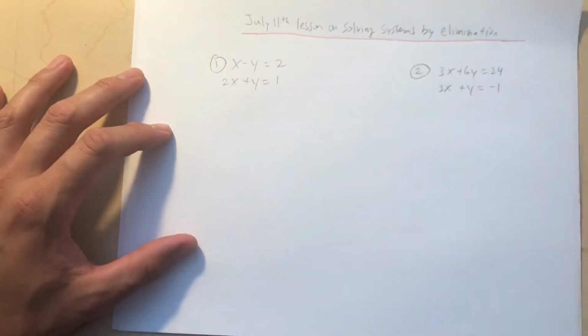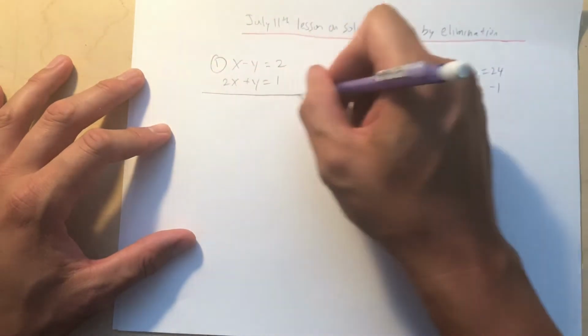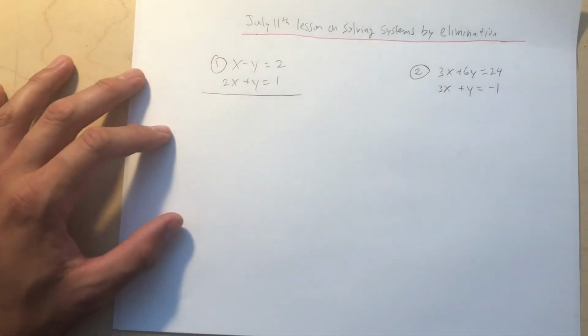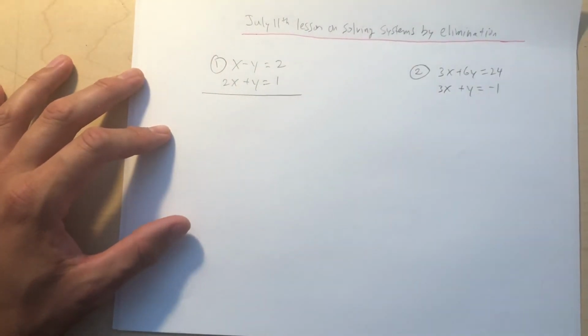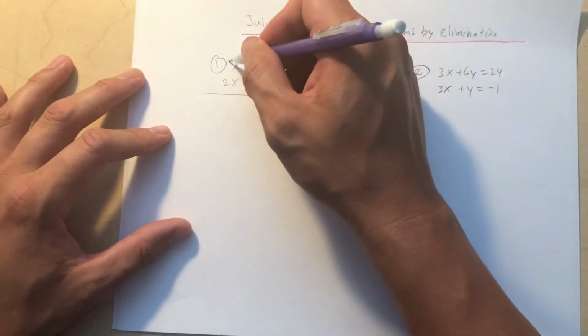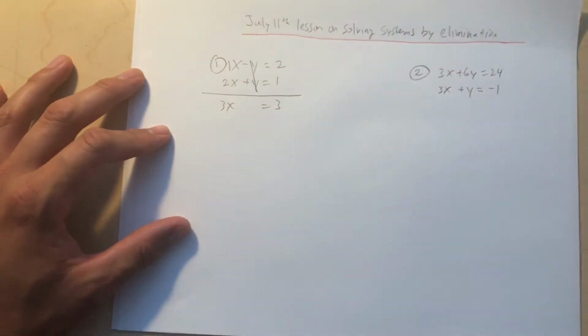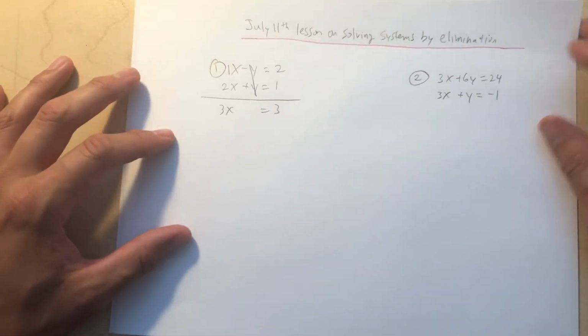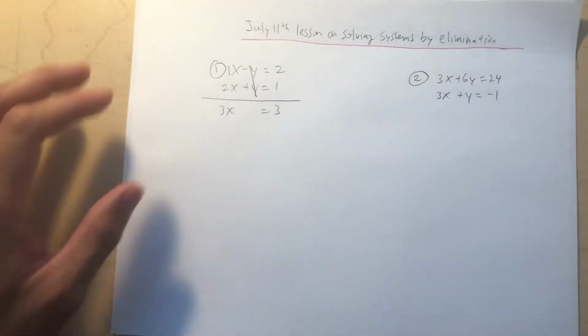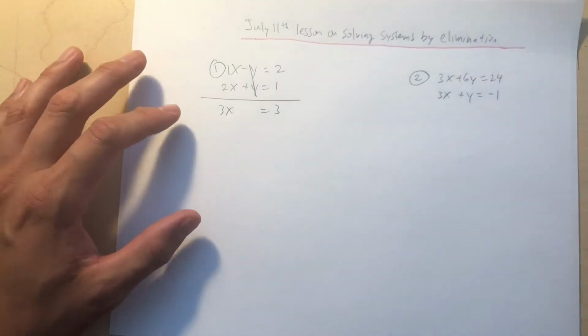Now for number one, it's already done for you. As you can see, the y's can cancel when you collect like terms. So that's why I drew a line like that. So let's go ahead and collect like terms. That gives me 3x is equal to 3. You go, wait, that's really easy. That's true. So elimination is always people's choice to solve systems because it's actually a little bit faster.